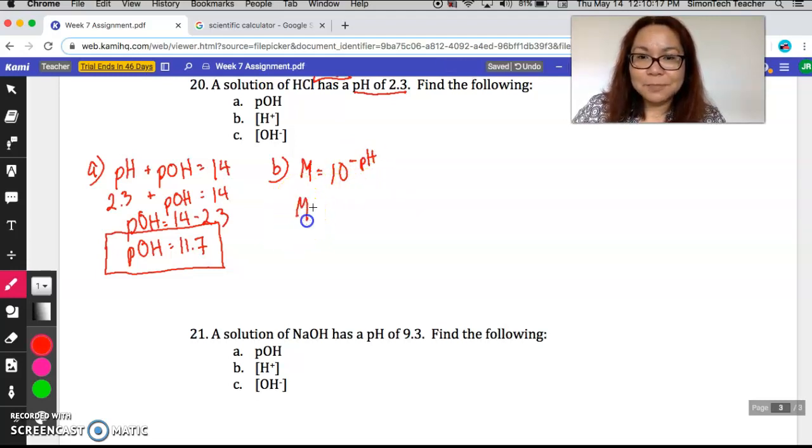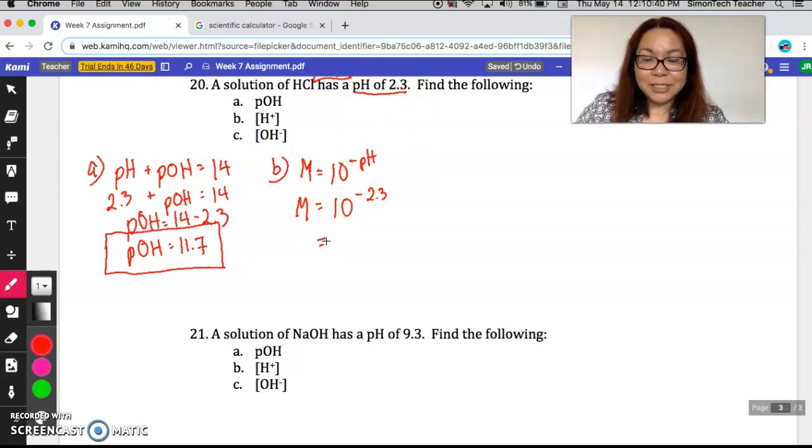And then you just plug that in. 10 to the negative pH, we are given the pH here already, negative 2.3. Why don't we put 11.7? That's because 11.7 is for the pOH. That's going to be for C. So you have to make sure that you put in 2.3 because that is your given pH.